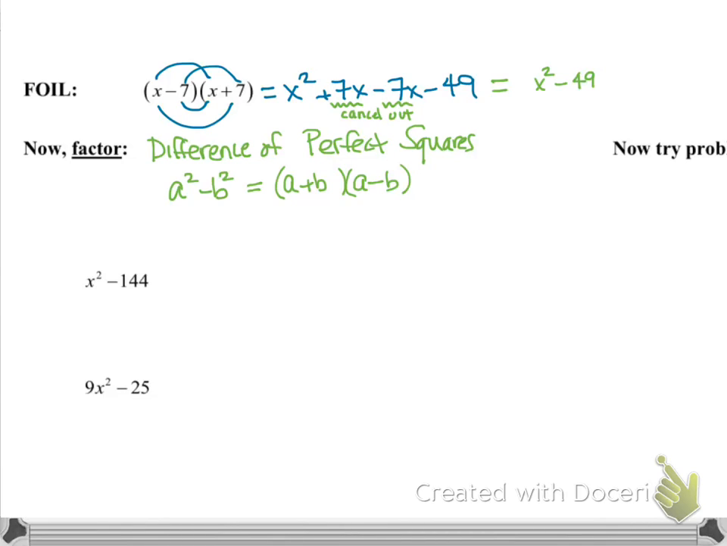So notice that here with x squared minus 144, they're perfect squares. So we're going to unfoil that and factor it down into x plus 12 and x minus 12. Likewise, with our next example, we've got a number 9 in front of that x squared, but it's still perfect, so we can factor that down into unfoiling it as 3x plus 5 and 3x minus 5.